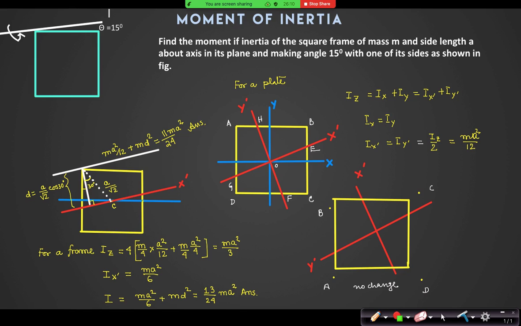So we can do it like this. We are finding the moment of inertia about an axis, then using the parallel and perpendicular axis theorems. It is a planar object, so we can use both. But if it were a 3D object, we cannot use the perpendicular axis theorem. Clear? Yes, sir.